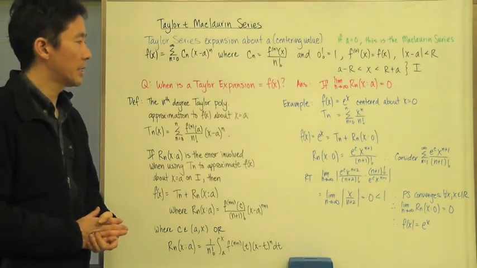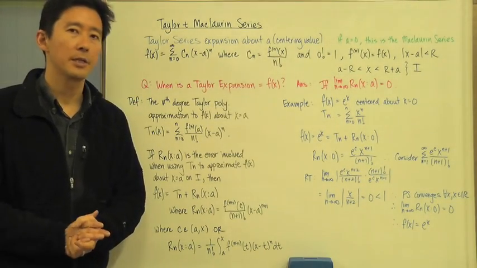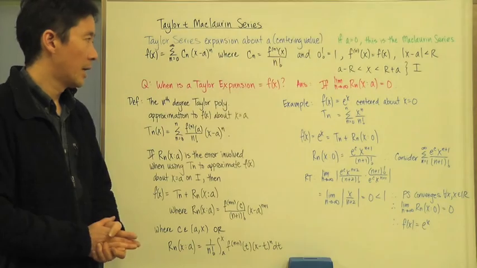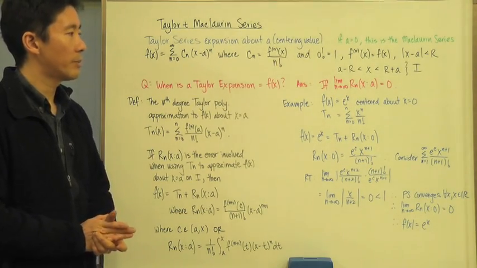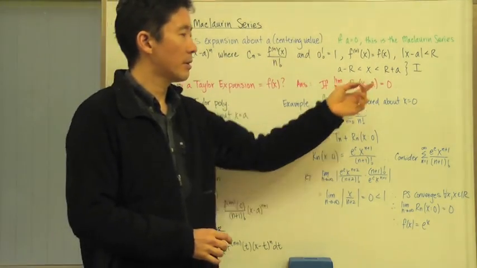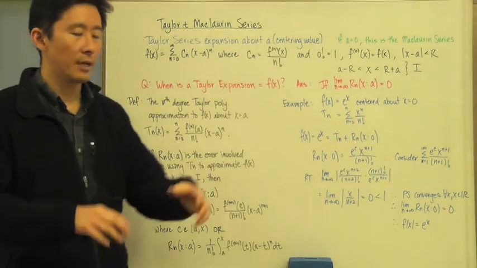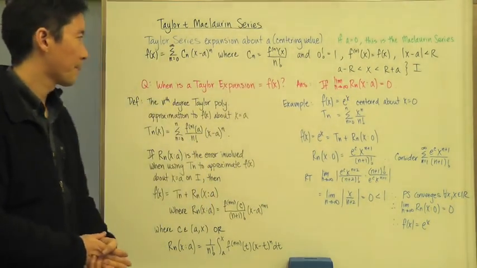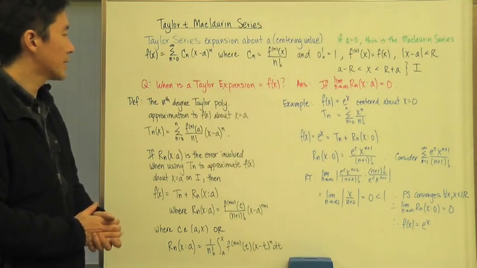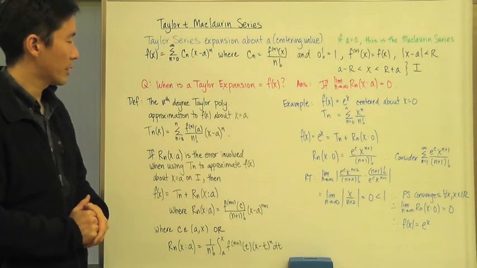Now again, the main question is, when is the Taylor expansion actually going to be equal to f of x? And remember we said that the answer will be if your remainder goes to 0, if you take the limit as n approaches infinity of the rest of the expansion. So what we're going to do then is define this a little bit more clearly.